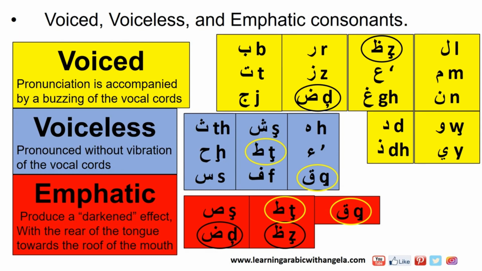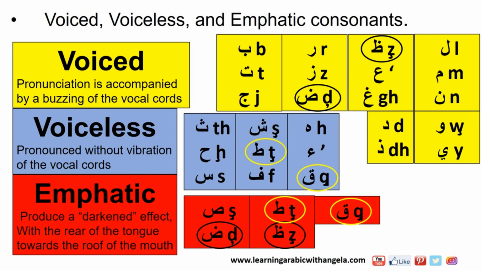The Arabic language has also voiced, voiceless, and emphatic consonants. Pronunciation for voiced consonants is accompanied by a buzzing of the vocal cords, such as the letters ba, ta, jim, ayn, ghayn. Voiceless consonants are pronounced without vibration of the vocal cords, such as the letters tha, ha, sin, ta, fa.